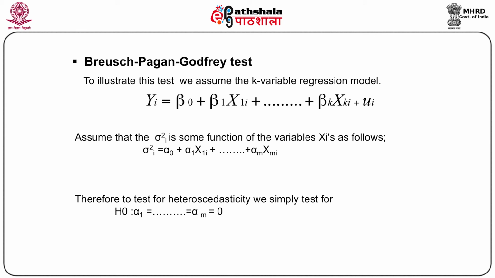And the test of heteroscedasticity can simply be written in terms of the null hypothesis, which is H naught such that alpha 1 equals alpha 2 equals ... equals alpha m equals 0. And if we reject this null hypothesis, then that is evidence of the presence of heteroscedasticity in the model.